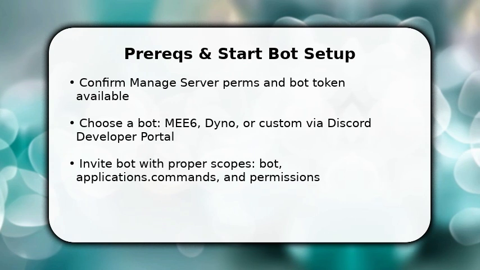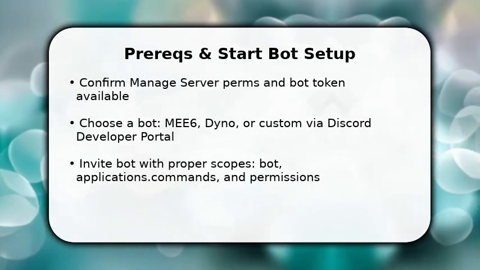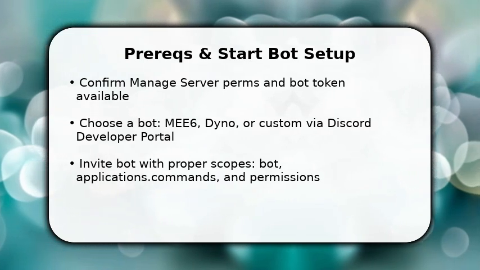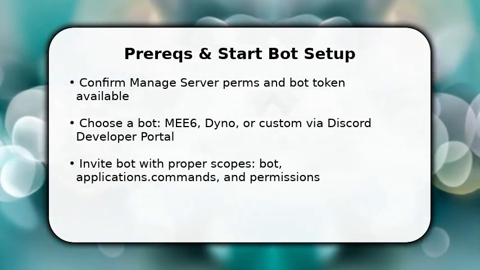Next, open the bot's dashboard or your code editor so you can configure an auto role rule immediately. Don't skip the permissions check because role hierarchy matters.